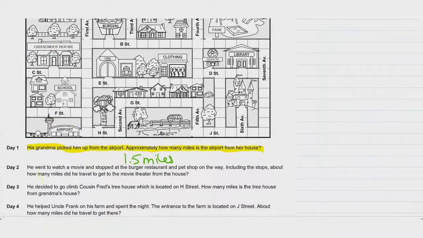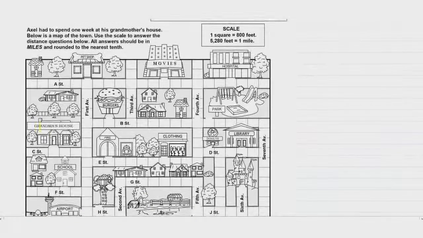Day 2. He went to watch a movie and stopped at the burger restaurant and pet shop on the way, including the stops. About how many miles did he travel to get to the movie theater from the house? So he's starting off at Grandma's house right here. He's going to the burger place, then he's going to the pet shop, and then he's going to watch a movie. So let's start counting.